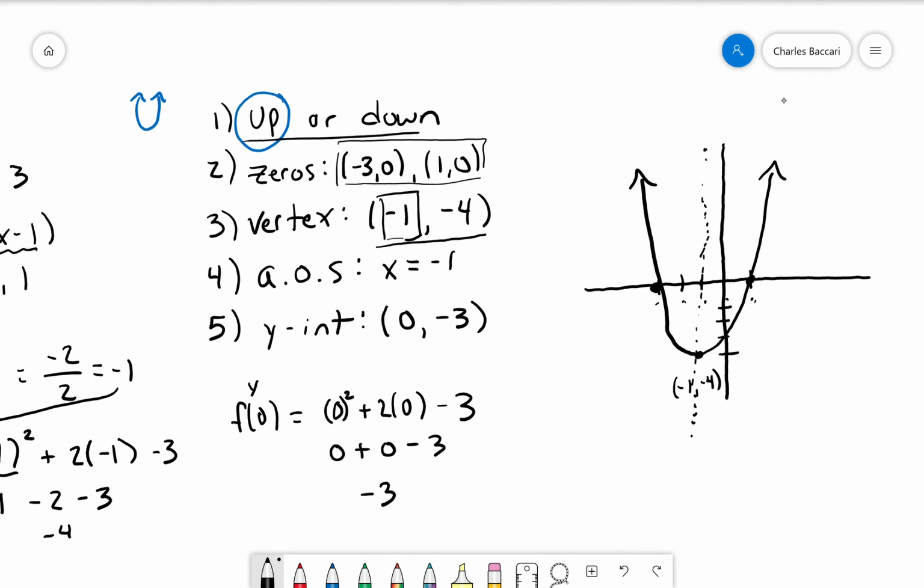Notice that it's upward facing. We've got our zeros here. We've got our vertex and axis of symmetry. The only thing we don't have is the y-intercept, but conveniently, with the way I've drawn it, you can see that that is 0, negative 3. And ta-da, we have done this. We have completed this graph.